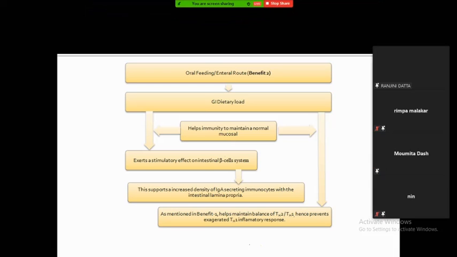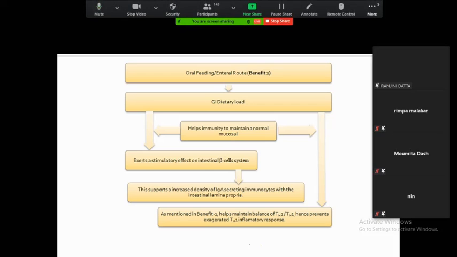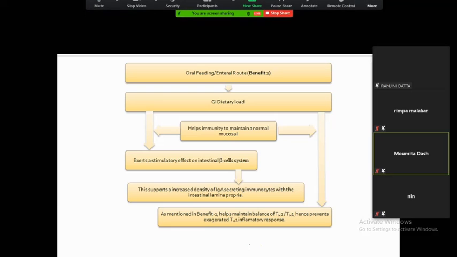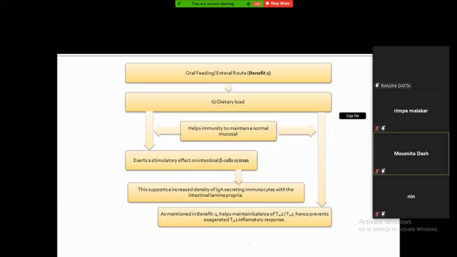And as already mentioned in the first benefit, a balance between the Th2 and the Th1 cells, which helps in preventing exaggerated inflammatory response in the body.